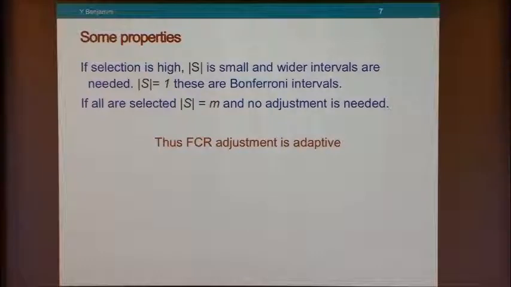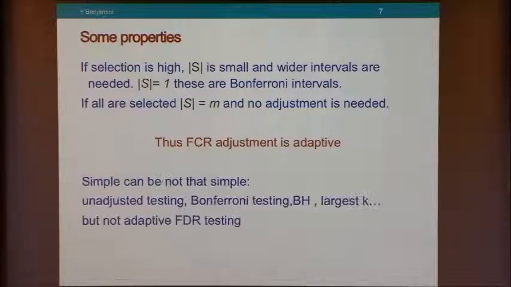Okay, as for the original BH, if the selection S is small, wider intervals are needed. If S is 1, these are the Bonferroni confidence intervals because they are at level 1 over m. And if all are selected, nothing is needed because the number selected over m is 1, and if there is no selection, on the average, it's fine. I mean, whatever you do with each single one. So the FCR adjustment is adaptive.